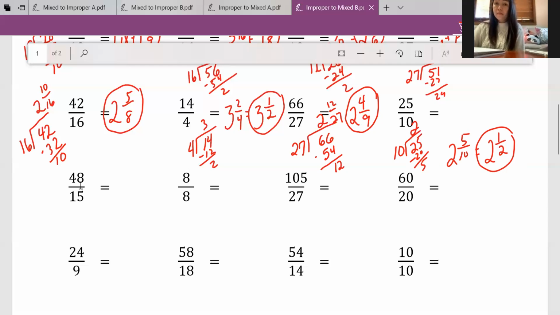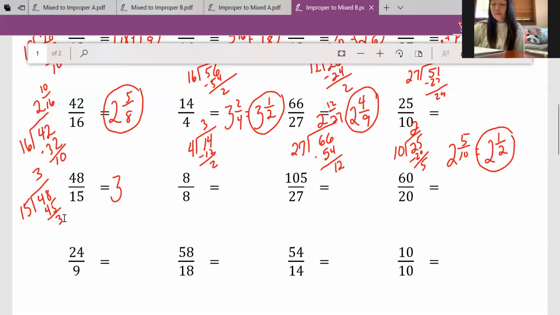Here's 48 over 15. So my denominator becomes the divisor. My numerator becomes the dividend. Let's see, 15 times 2 would be 30, times 3 would be 45. That's pretty close. And I'd only have 3 remaining. So I would write the quotient as the whole number.